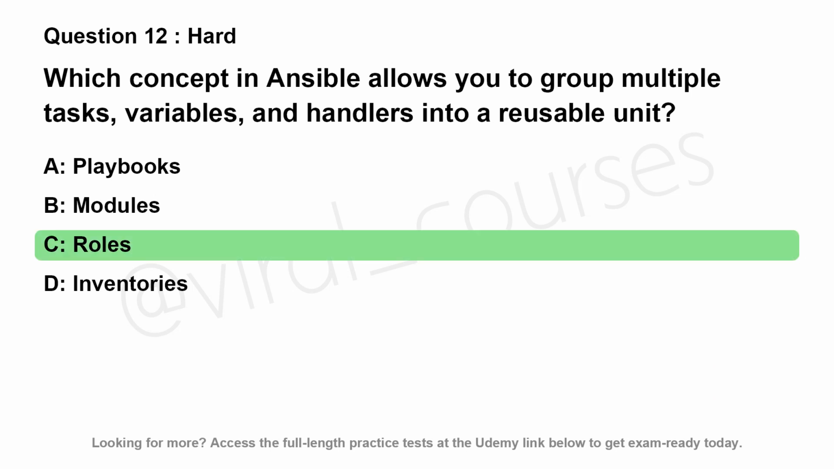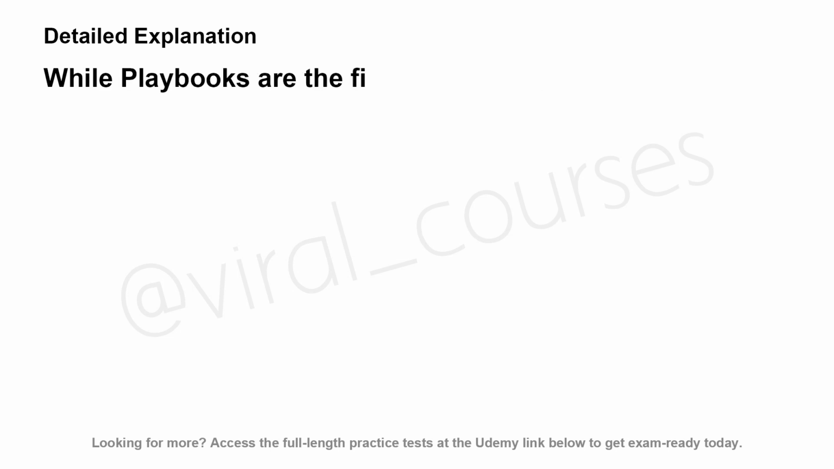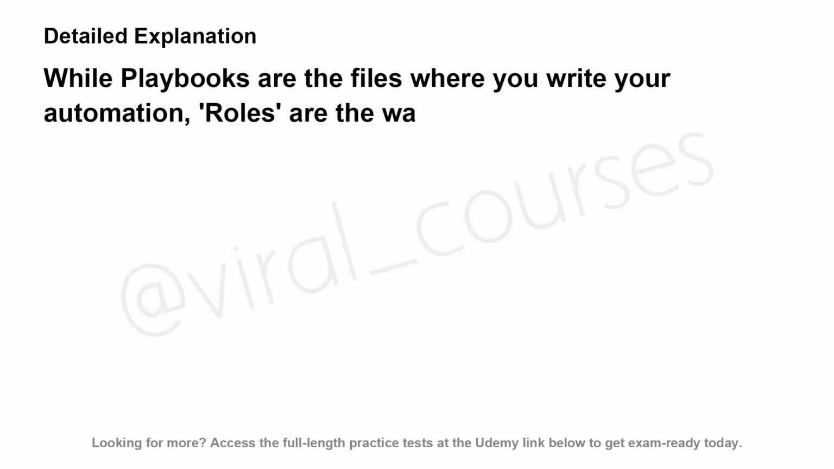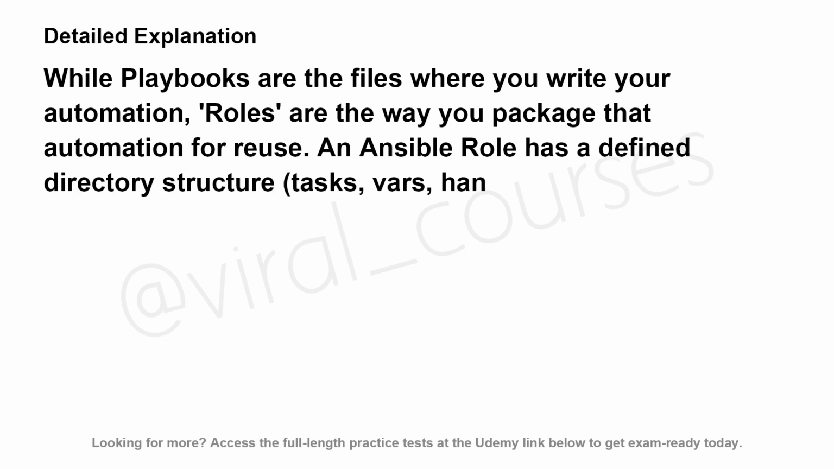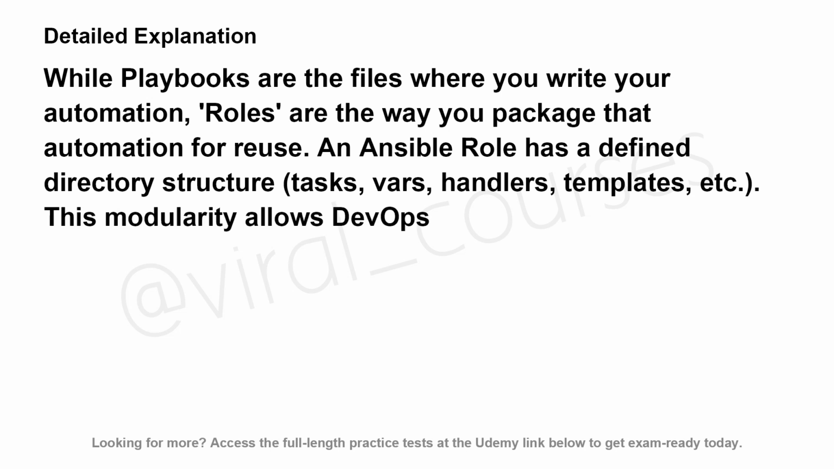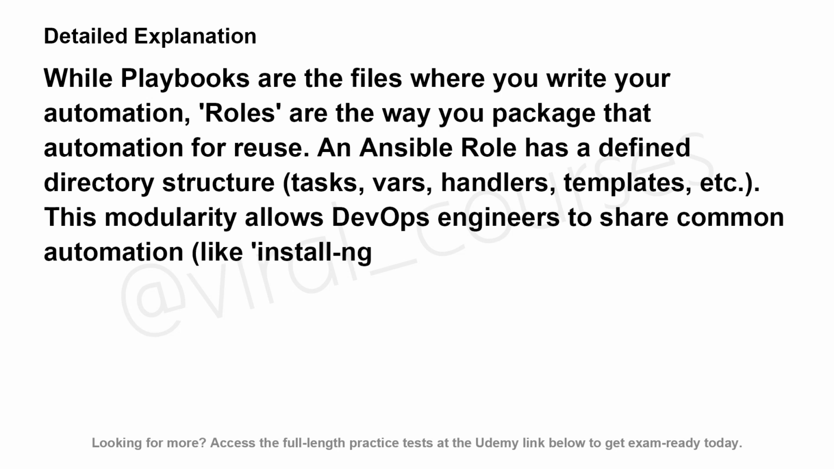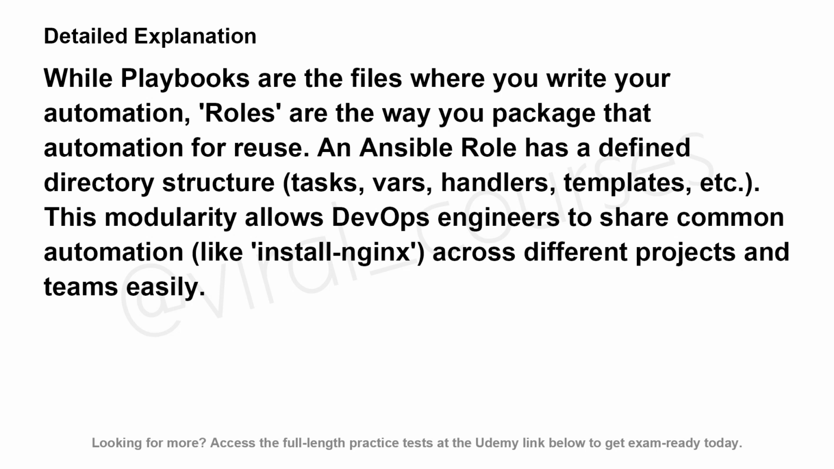The correct answer is C. While playbooks are the files where you write your automation, roles are the way you package that automation for reuse. An Ansible role has a defined directory structure: tasks, vars, handlers, templates, etc. This modularity allows DevOps engineers to share common automation, like installing Nginx, across different projects and teams easily.